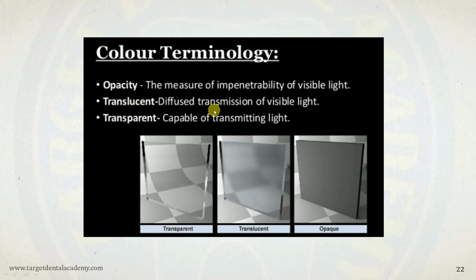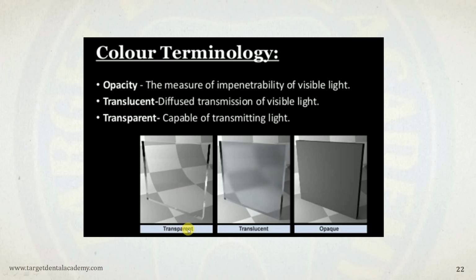Translucent, diffuse transmission of visible light. When you pass the visible light from this side, a certain amount of rays come out from this side, or you can say the haziness, or the foggy appearance, it is known as translucent. Opaque is no transmission of light, translucent is certain visible light transmission, you can see here.